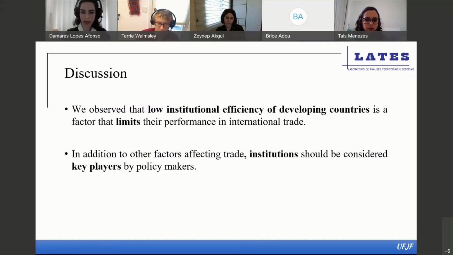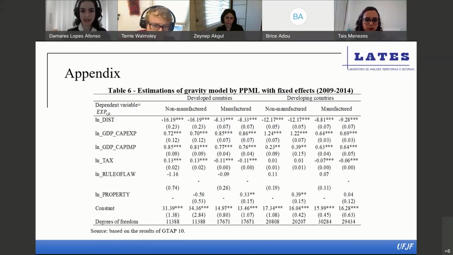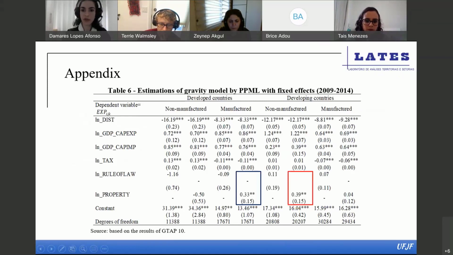This table shows the estimate of the gravity model using Poisson pseudo maximum likelihood in the same period, where we can observe the positive relationship between the high institutional efficiency of developed countries with their manufactured exports and the low institutional efficiency of developing countries with their non-manufactured exports.